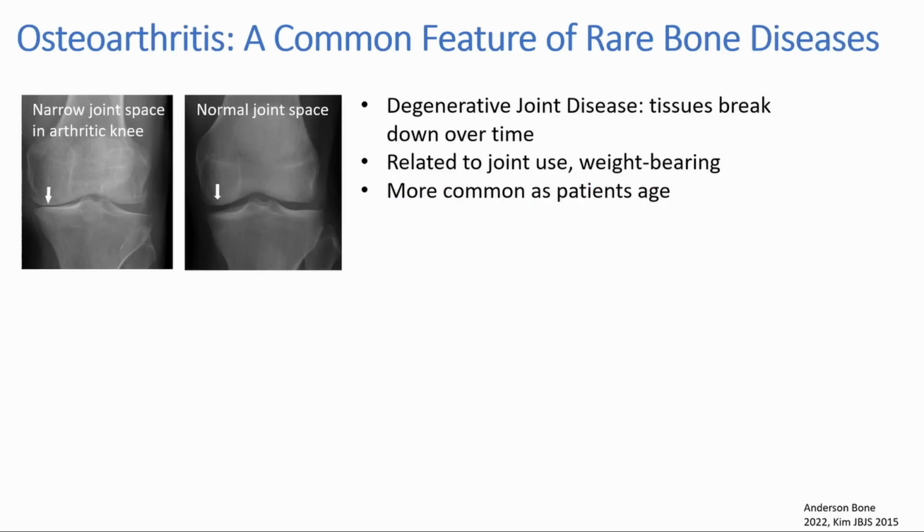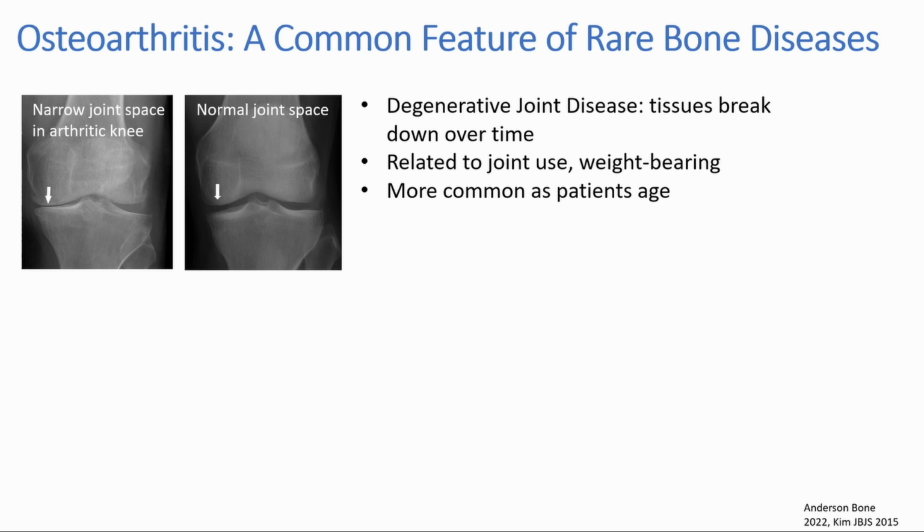I wanted to spend a little bit of time talking about osteoarthritis. This is a very common problem in the general population, and I think it's a very common and underappreciated feature of rare bone diseases. So this is also known as degenerative joint disease, and it arises when tissues in the joint break down over time due to repetitive use or weight bearing.